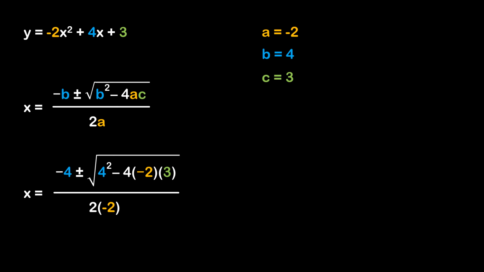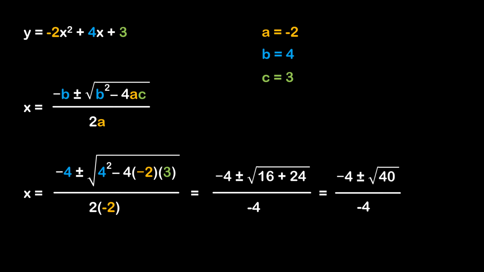Once we plug in the values, all we really have to do is evaluate the expression. We can see that 4 squared is 16, and negative 4 times negative 2 times 3 is plus 24. So in the root we have 16 plus 24. We can also see that 2 times negative 2 is negative 4, so in the denominator we have negative 4. And 16 plus 24 is equal to 40. So the number in the root is 40, and we're left with negative 4 plus minus the square root of 40, divided by negative 4.